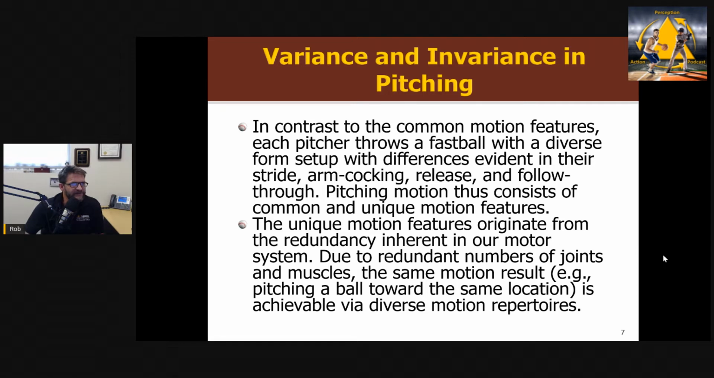Which is degrees of freedom and redundancy. So that's why we get the variance, okay? Invariance, because some of our individual constraints, our intrinsic dynamics, are going to be similar from person to person. So there's going to be some invariance, but we also have this redundancy. So those two things combine to give these effects.